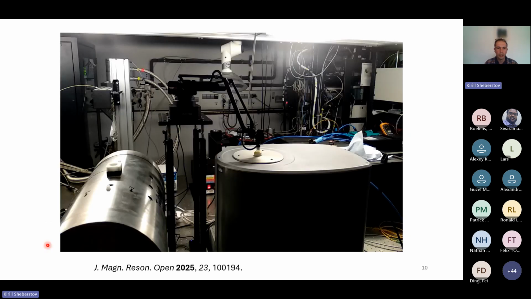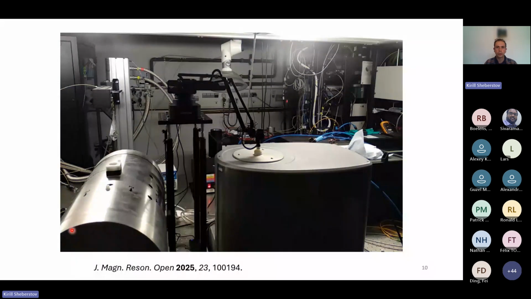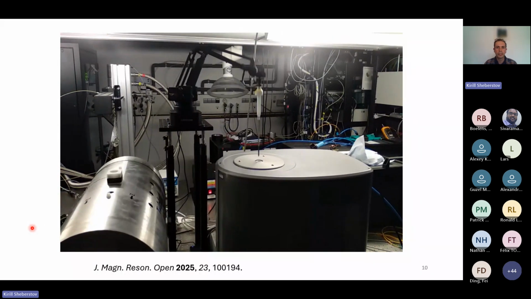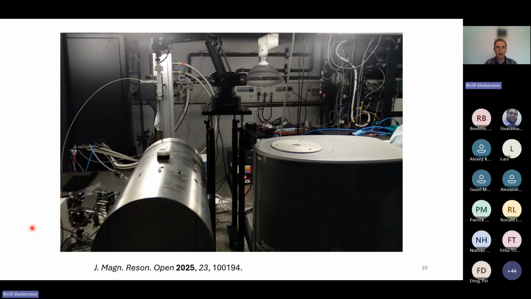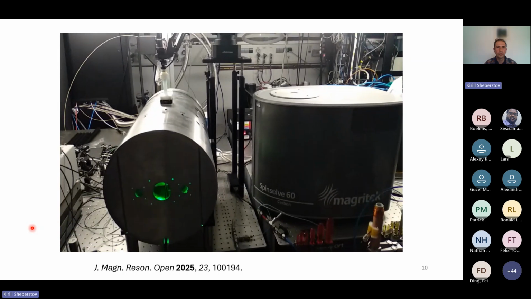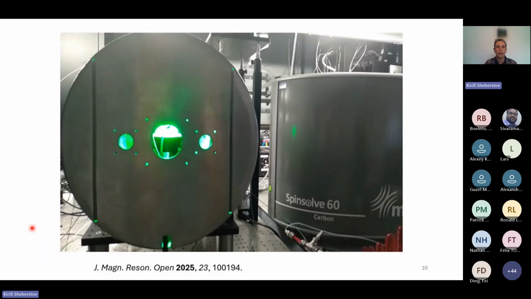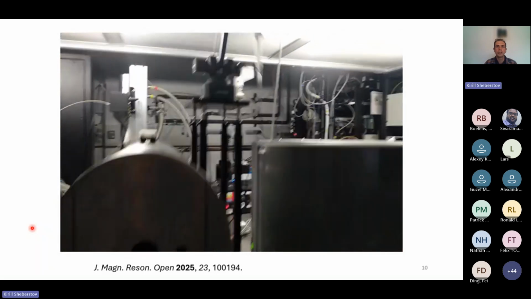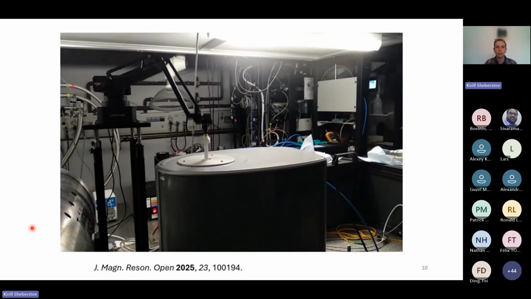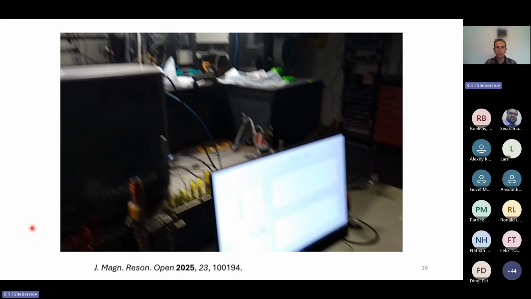Here you can see a short video demonstrating how this experiment works. A robotic arm picks up the sample and brings it into a shielded environment where illumination occurs. And then it brings the hyperpolarized sample back to an NMR spectrometer for detection.